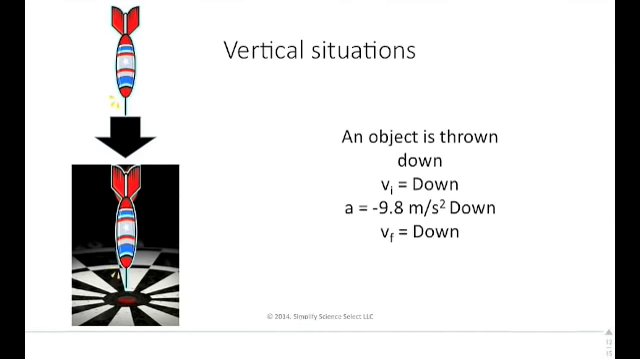We also know that when an object is thrown down, its initial velocity is down. It's also going to be negative. We also know the final velocity is going to be down.